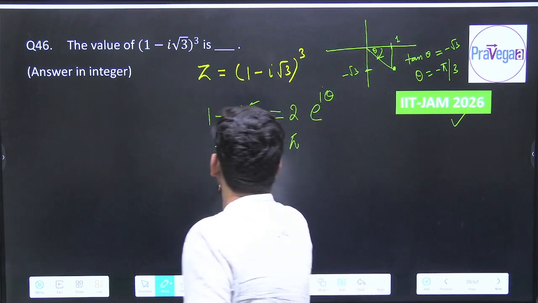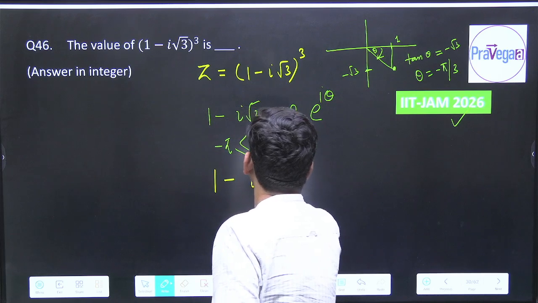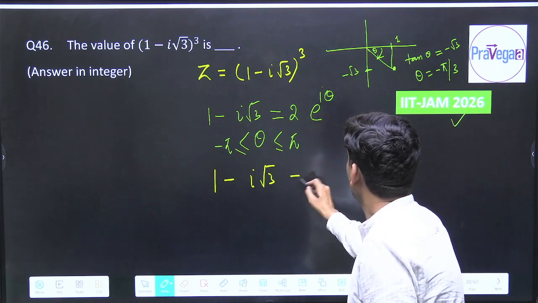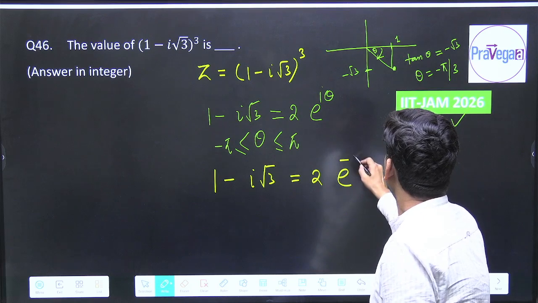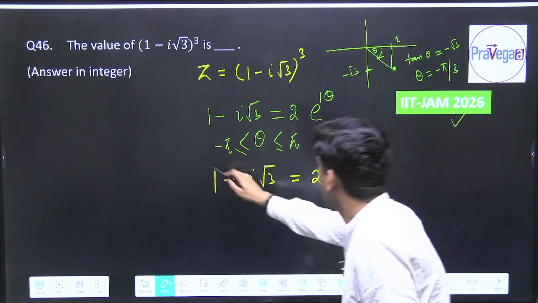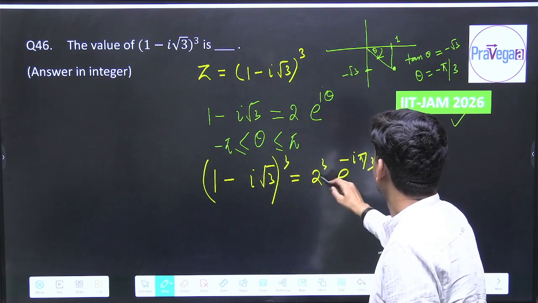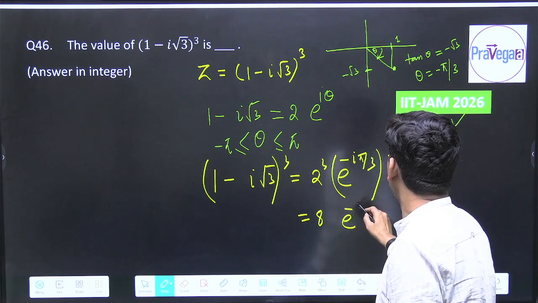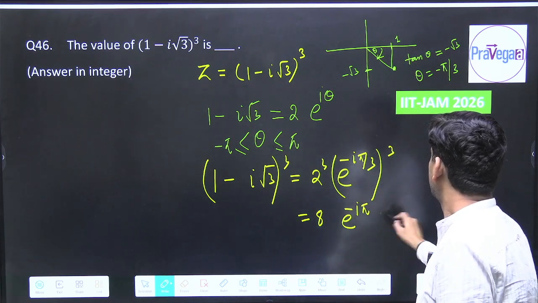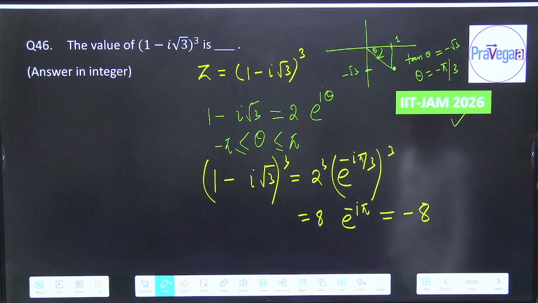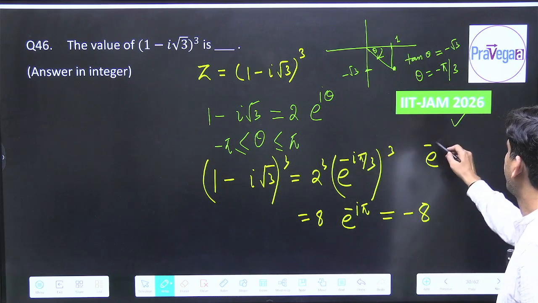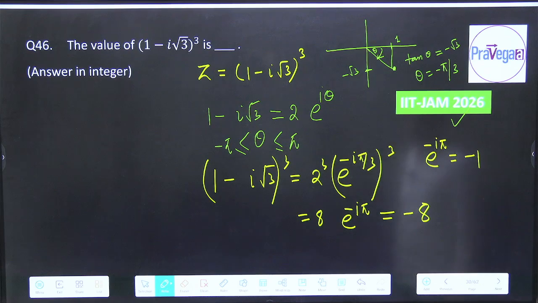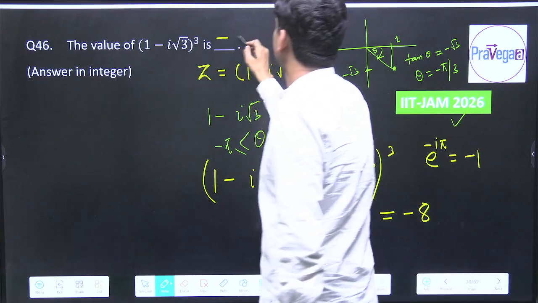So 1 minus iota root 3 is equal to 2 e to the power minus iota pi by 3, and now put cube on both sides, and this is cube, so it will become 8 e to the power minus iota pi. So this will become minus 8 because e to the power minus i pi is minus 1. Cos minus pi plus i sin minus pi is minus 1. So fill in the blank, answer is minus 8.